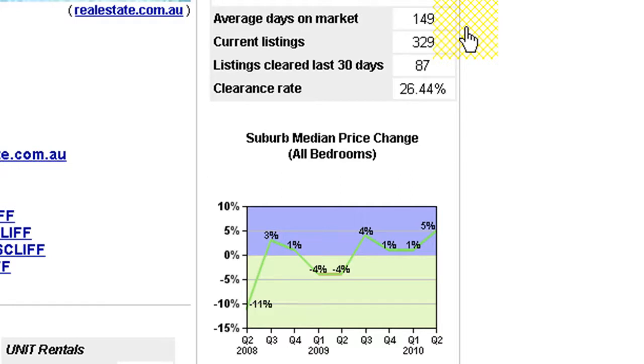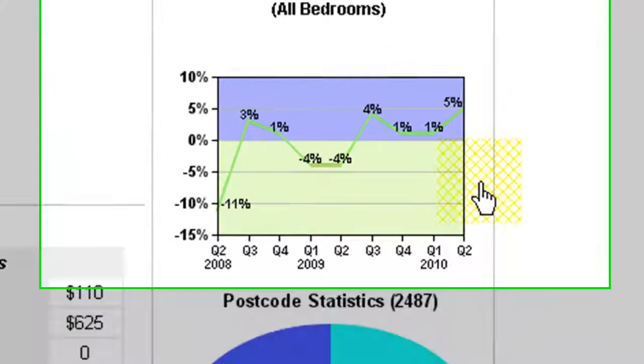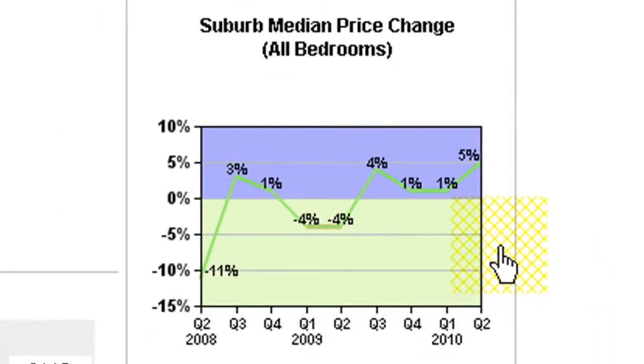Currently there's more than 300 listings, and in the last 30 days 87 have sold, so about a quarter of the stock is sold. Not a bad turnover in the last 4 weeks. We scroll down a little bit further, we can see on a quarter by quarter basis for the last 10 quarters what's happened from a median price change point of view. You can see there that in the last 4 quarters or the last 12 months there's been some good solid single digit growth, which obviously is more favourable than the patchy period prior to that.